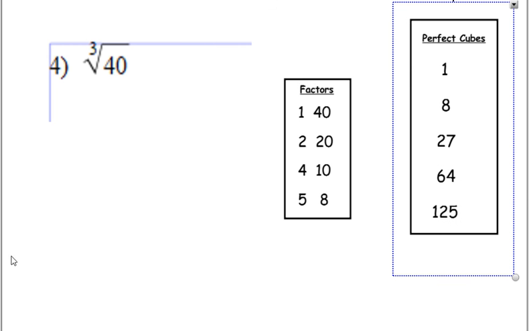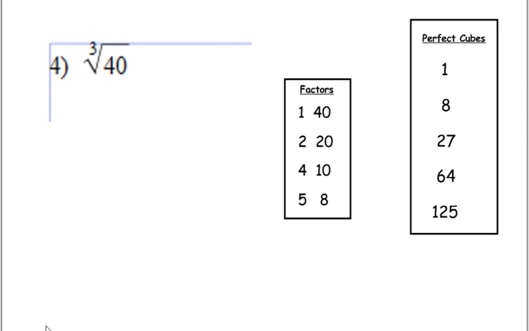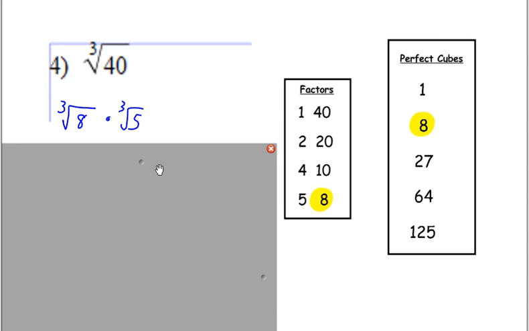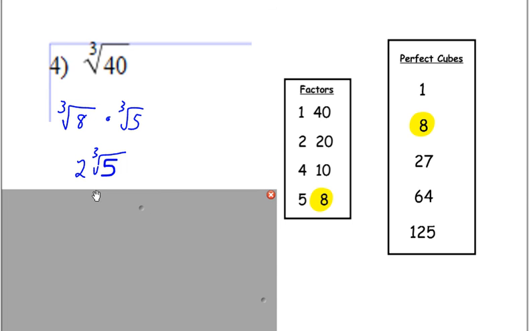Number 4, the cube root of 40. Here are the factors of 40, and here are some perfect cubes. Are any of these factors a perfect cube? Well, 8 is a perfect cube, and 8 is a factor of 40. So instead of writing the cube root of 40, I can write the cube root of 8 times the cube root of 5. I can simplify the cube root of 8 to 2. So the cube root of 40 simplifies to 2 cube roots of 5.